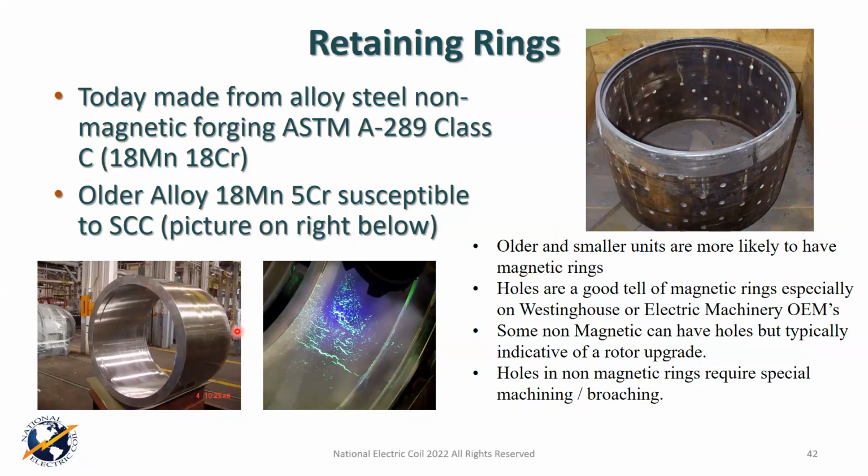Now, another thing that happened in history is the newer machines were built with non-magnetic rings. The early alloy was known as 18-5, or 18% manganese, 5% chromium, okay?